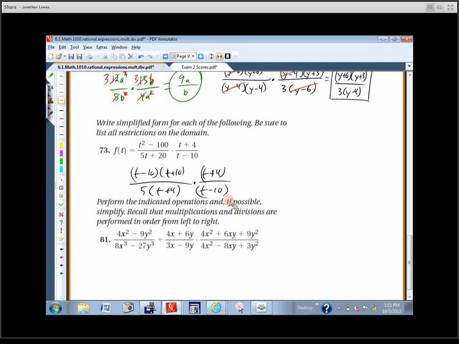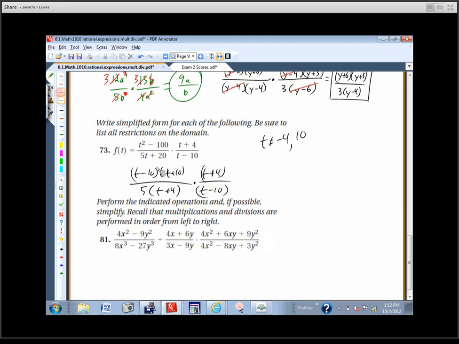Now, what do I do before I simplify? Find the domain. So, do I have to look at the top? No. Division problems come from the denominator. So who cares what's on the top? Let's look at the bottom. Is 5 going to mess us up? No. What about t plus 4? Yeah, t cannot equal negative 4. And what from here? 10.